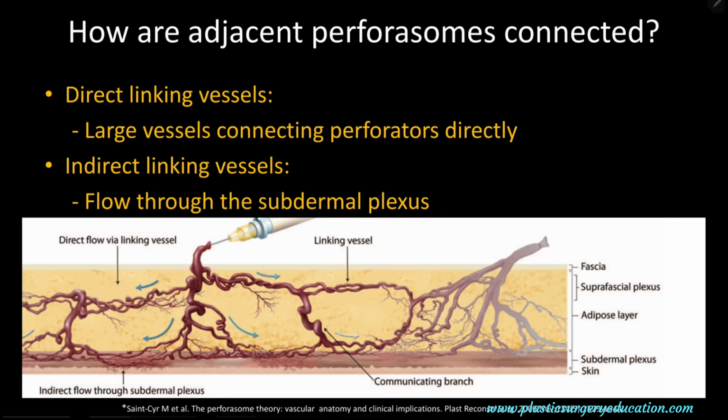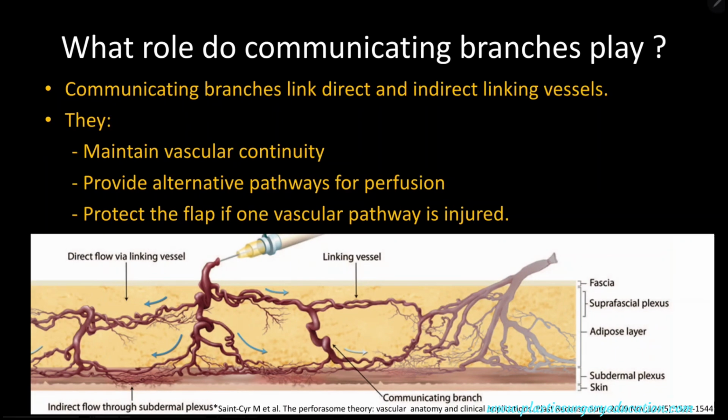Now, how are the adjacent perforasomes connected? Mainly through direct linking vessels. These are the more important ones. Here you can see the direct linking vessels which connect the perforators directly. And then there are the indirect linking vessels which flow through the subdermal plexuses. As far as flap survival is concerned, the direct linking vessels are more important as compared to the indirect linking vessels.